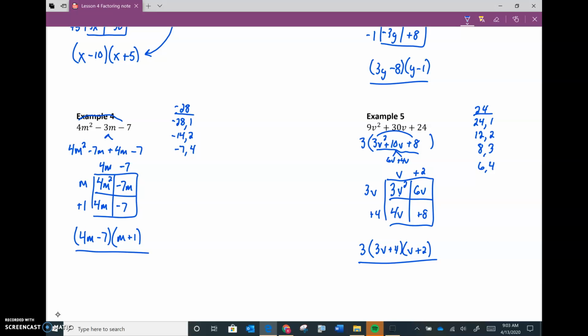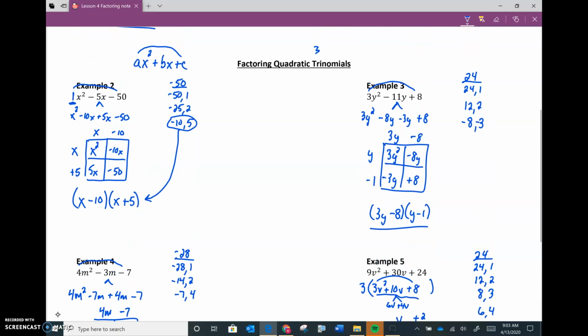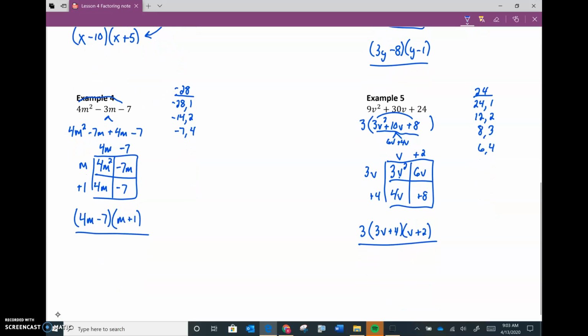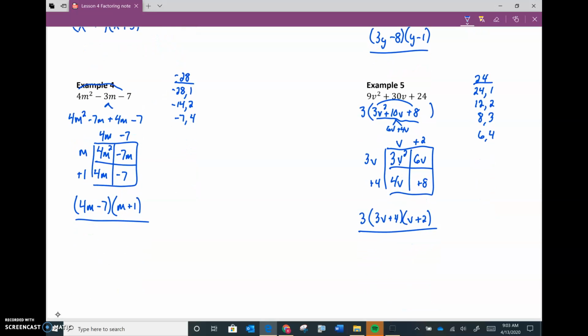The other examples we did, there was no common factor on number 4, so we just jumped right to a times c. Same thing on number 3, there was no common factor of all three of these terms, so we just jumped right to using the box method there. Okay, but look for a common factor first, always. Factor it out, it becomes a little bit easier to factor.